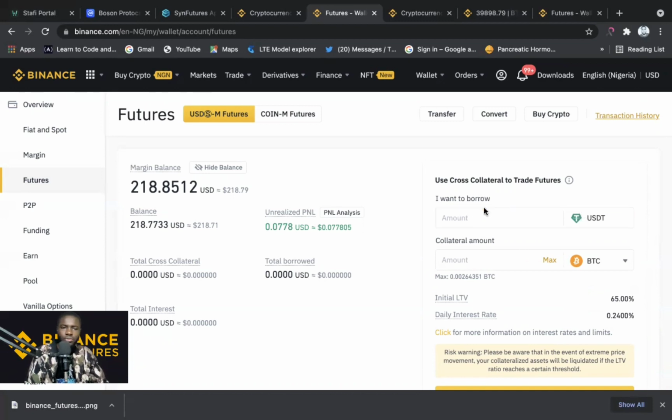So basically what that allows you to do is use the BTC that you have in your spot wallet to borrow USDT and utilize the USDT to serve as collateral for your futures position, right? So, for example, let's say you want to use the cross collateral feature. Let's say you want to borrow 20 USDT. This is just an example, right? So this is the equivalent of 20 USDT, right?